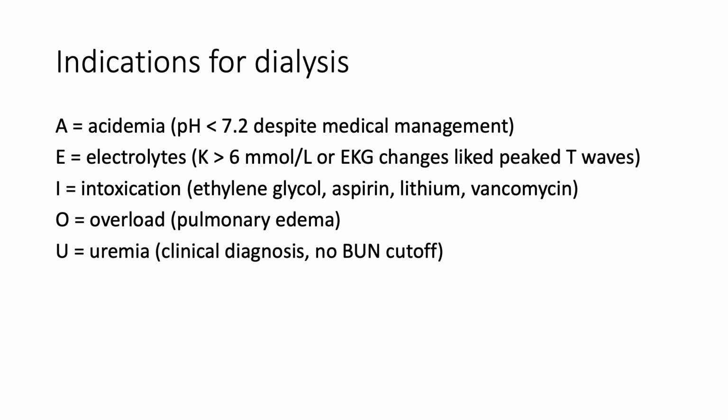And then U is for uremia. And this is a clinical diagnosis, so we don't have a specific BUN cutoff. It's not like, okay, once their BUN is over 80, we're going to start dialysis. It's really based on the patient's symptoms. And so if they're having uremic symptoms like nausea, vomiting, or coma, or just confusion with some myoclonic jerks, or maybe they've got a pericardial friction rub and some chest pain, once they have uremia, you definitely want to start dialysis.